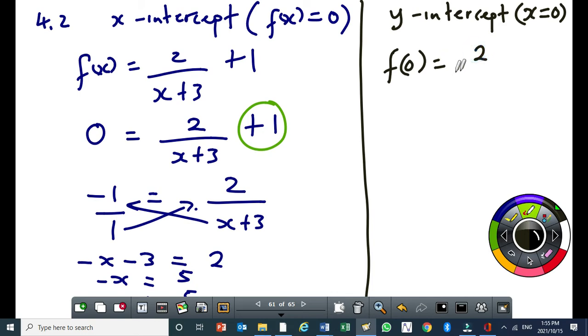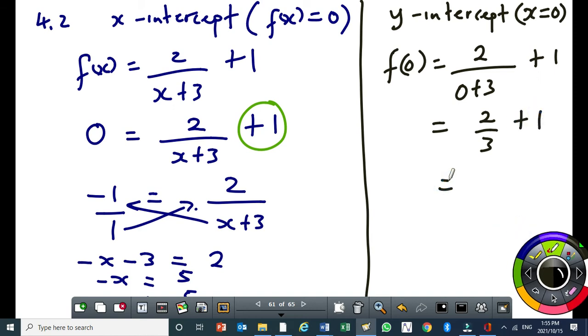So this will be 2 divided by 0 plus 3 plus 1. And then you get 2 over 3 plus 1. If you simplify that, that's very simple. It will give you 5 over 3. Okay? So that will be 5 over 3. The final answer must be 5 over 3.